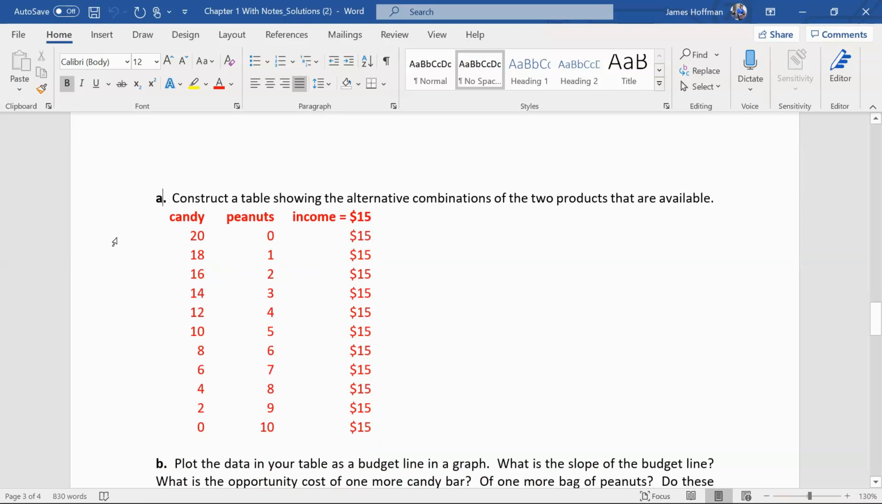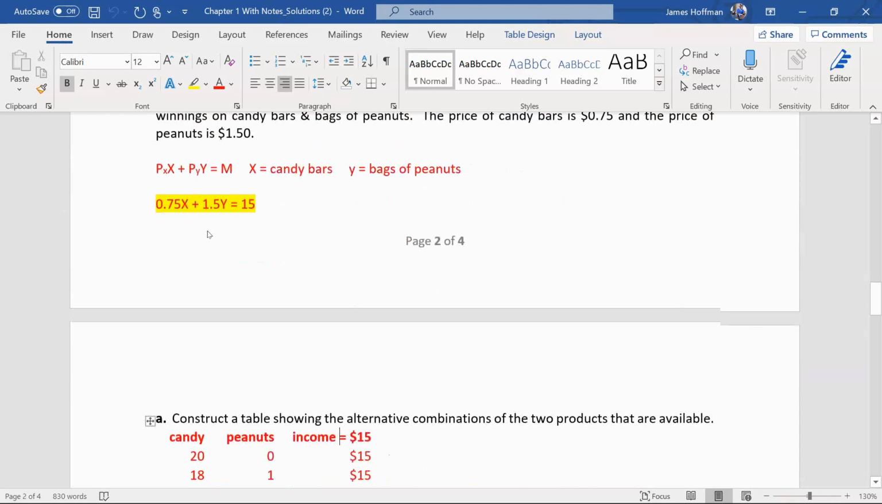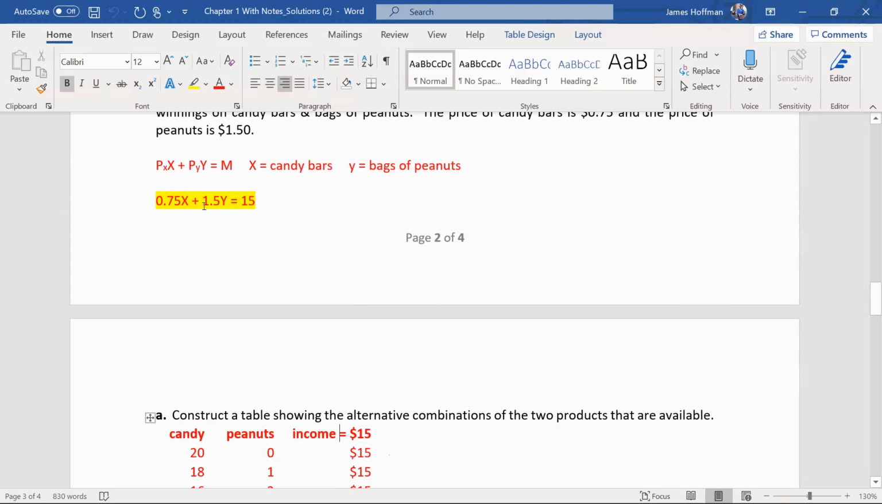Alright, so part A is to construct a table showing the alternative combinations of the two products that are available. So you've got candy bars and you've got peanuts, and your income is $15. What I did here is just list a number of combinations in which I can buy some candy bars and some peanuts, which would total $15. If you plug in different numbers, these are the different combinations which would give you $15.